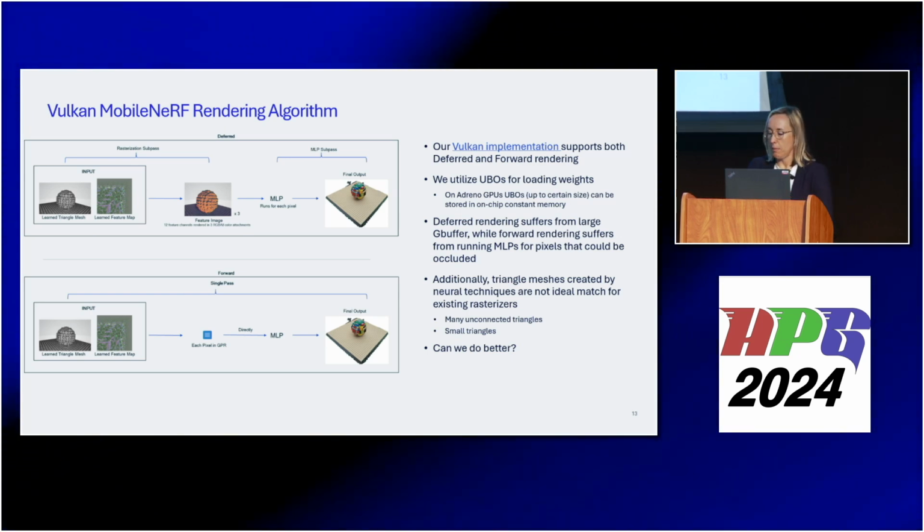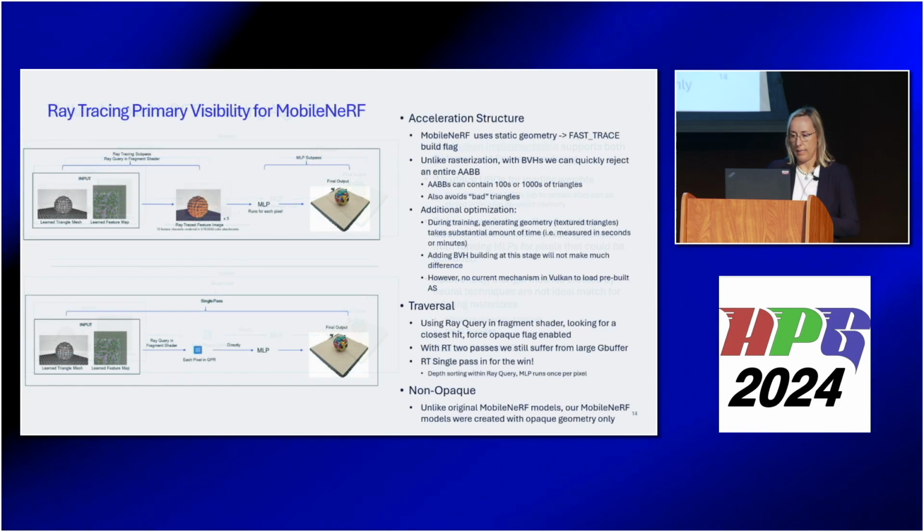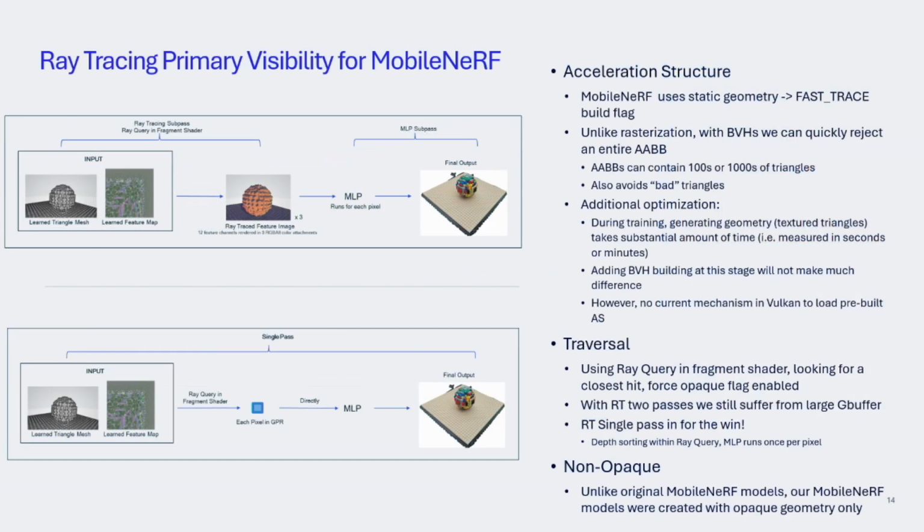We are ray tracing people, so we said, well, why not ray trace, right? And that's what we did. We have two implementations for ray tracing: a two-pass implementation and a single-pass implementation. The pipeline is very similar here. On the build side, all of these Mobile NeRF meshes are static geometry, so we use the fast trace build flag, which allows us to build very nice trees for traversal.